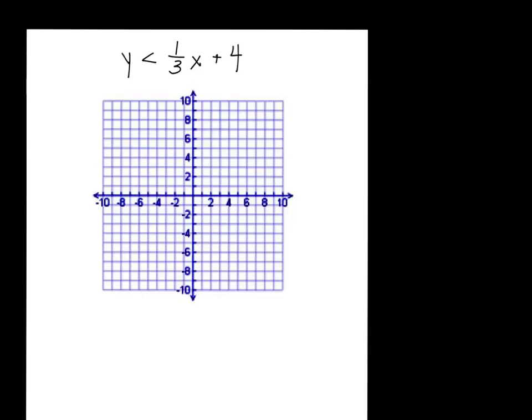Now this one says, graph the line y is less than or equal to 1/3 x plus 4. So again, I'm going to use my side notes. So I'm going to go over here.